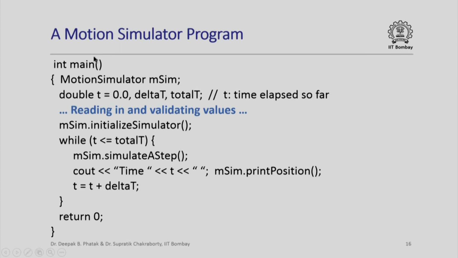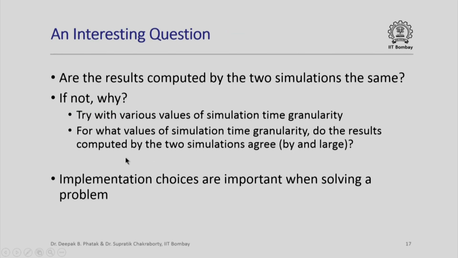So what you see here is that in this design, this simulation loop looks far cleaner. I just said simulate a step, print position, increment time, and we were able to do this by defining this new object motion simulator, which does all the required computations within it when I call simulate a step. So an interesting question here is, are the results computed by the two simulations the same?